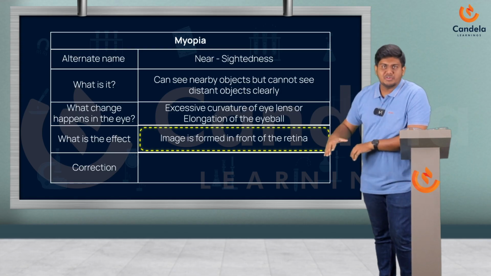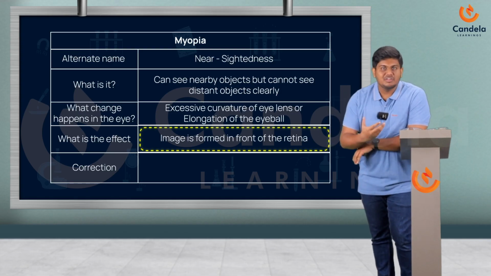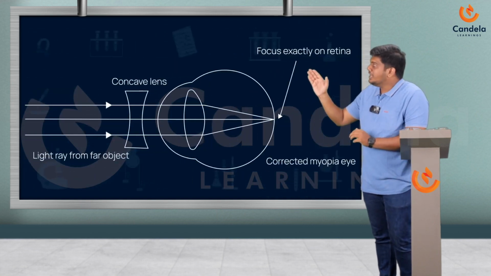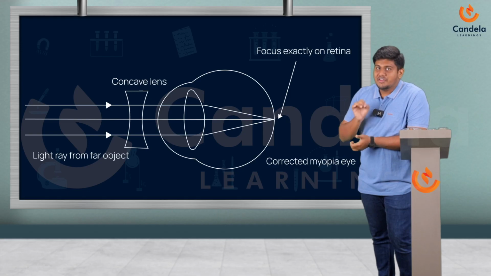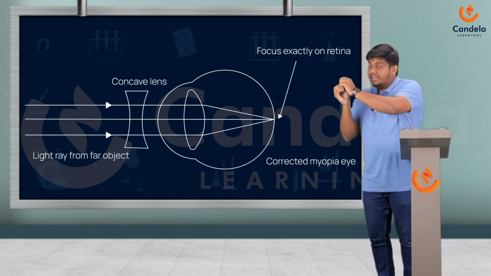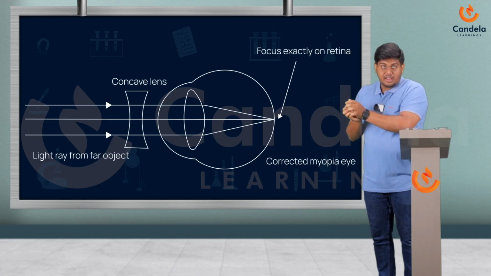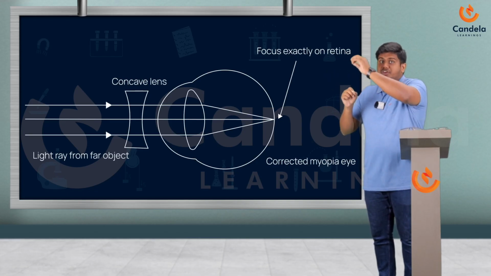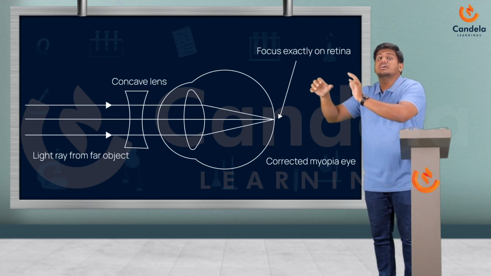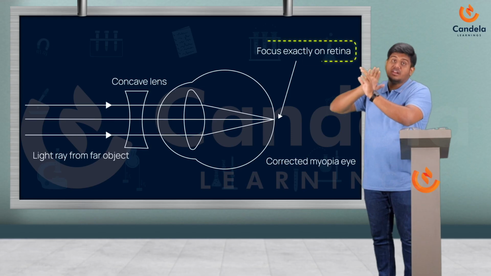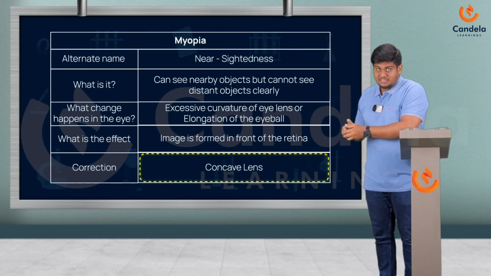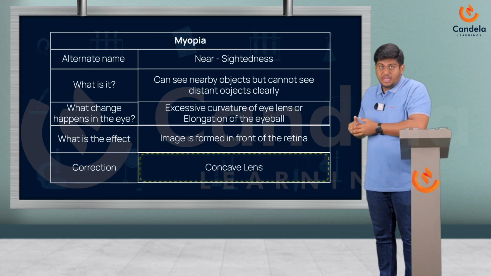The most important question now: how do we solve this? What is the correction that we can use for this? The image here answers the question. We use a concave lens. A concave lens diverges the light rays. So by diverging the light rays, the image which used to be formed in front of the retina is finally being formed on the retina itself. So the correction is a concave lens. So this is what myopia is.